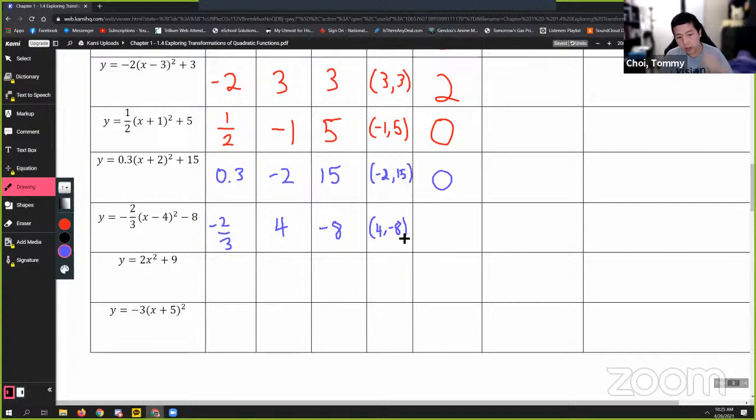This one here, the vertex is below the x-axis because the y is negative. It opens downward. This should also be 0. No x-intercepts here.